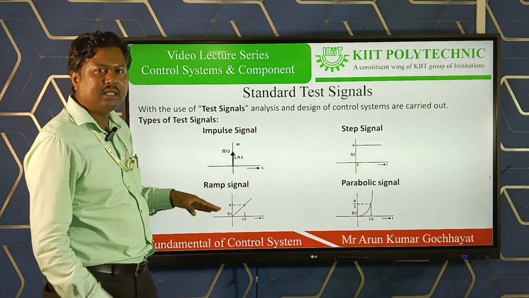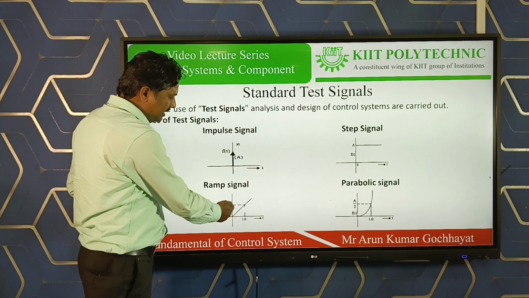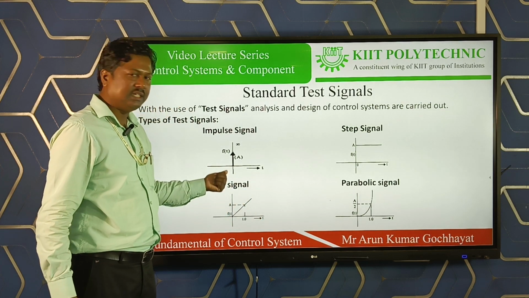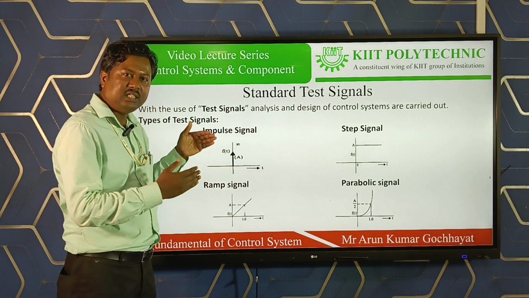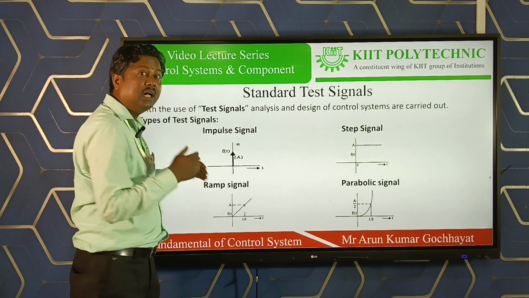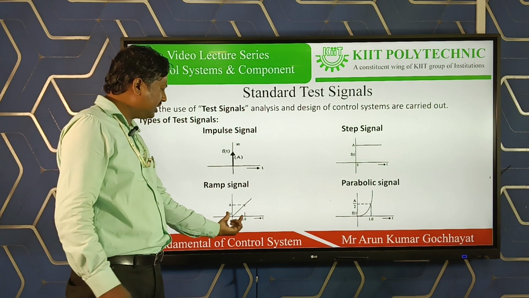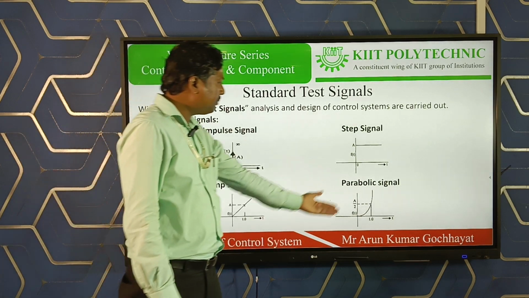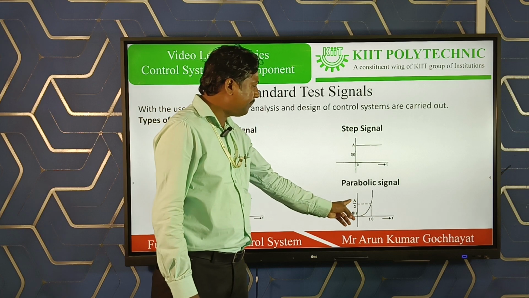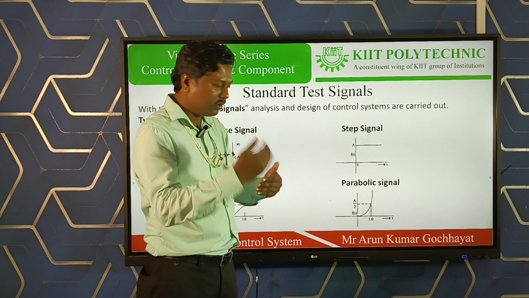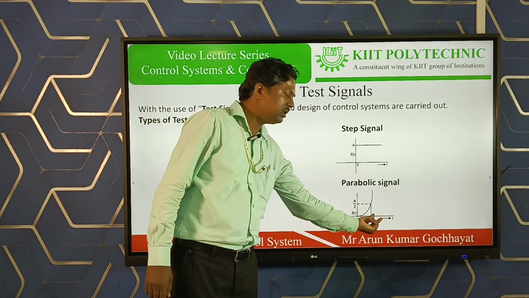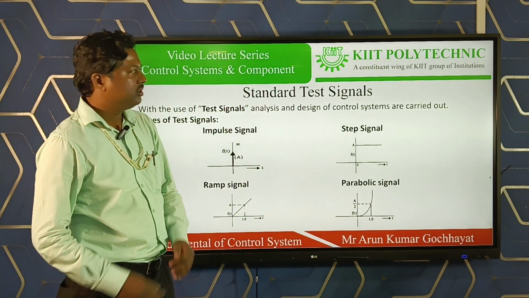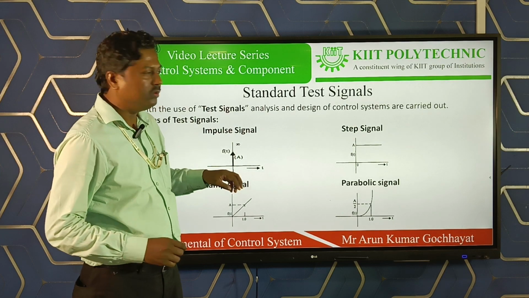But in the case of a ramp signal, the value of the signal changes with respect to time. When the time is changing, the signal is also changing, and the change in amplitude occurs in proportion with the change in time. That is the case of a ramp signal. In the case of a parabolic signal, the change in amplitude becomes faster in comparison to the change in time. So here the signal is parabolic in nature. So that is all I had to say to you.